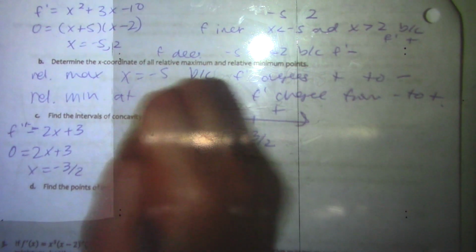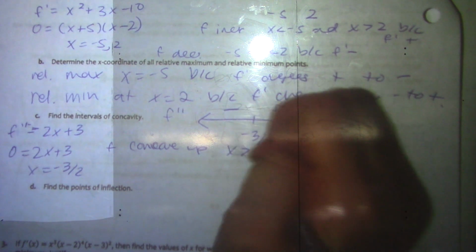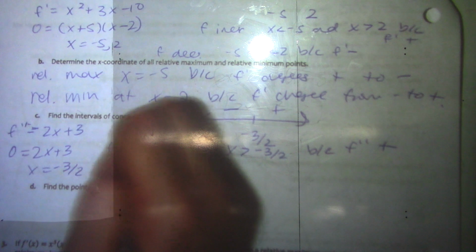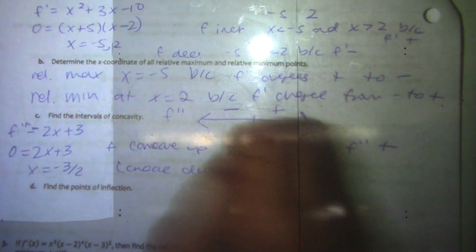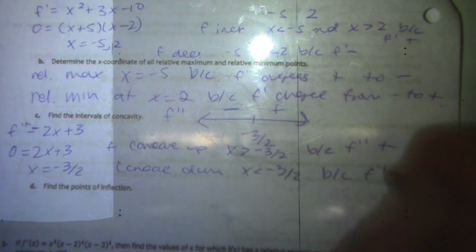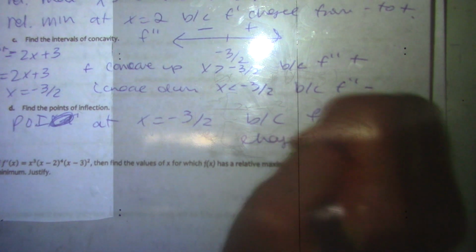So this is saying that f is concave up for x greater than negative 3 halves because f double prime is positive, and concave down for x less than negative 3 halves because f double prime is negative. Points of inflection is where f double prime changes signs. Well, it's changing at x, so point of inflection at x equals negative 3 halves because f double prime changes sign.